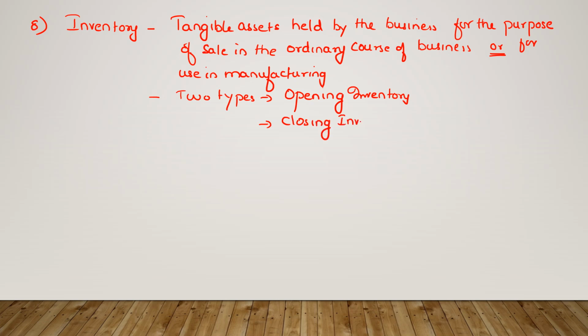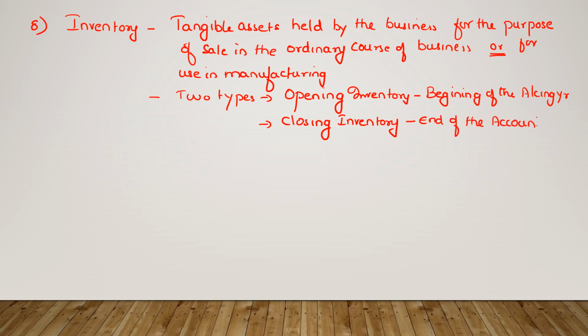What is opening inventory and closing inventory? It is very simple. Opening inventory is the stock of material which is held at the beginning of the accounting year. Unless it is the first year of business, every business is going to have opening inventory. In the first year of business, there will not be opening inventory. Closing inventory is the inventory which is there at the end of the accounting year.